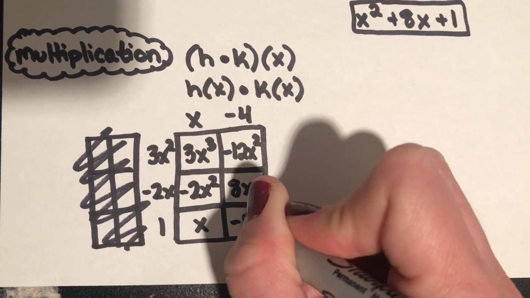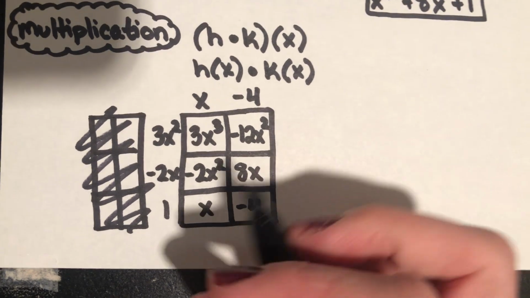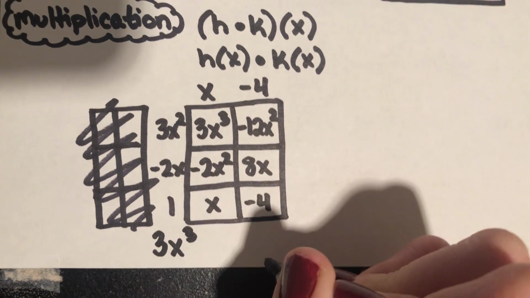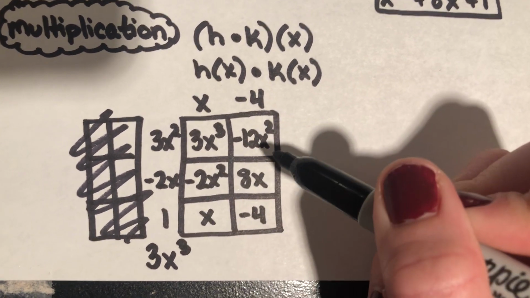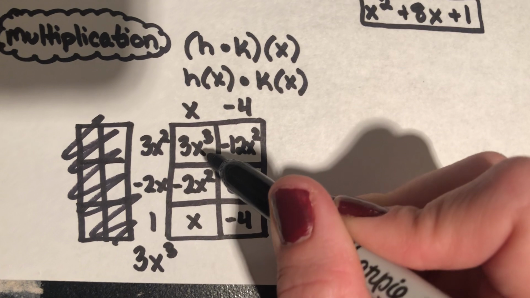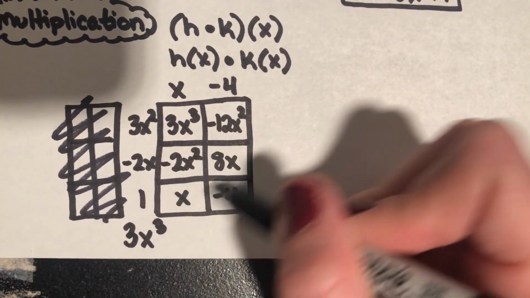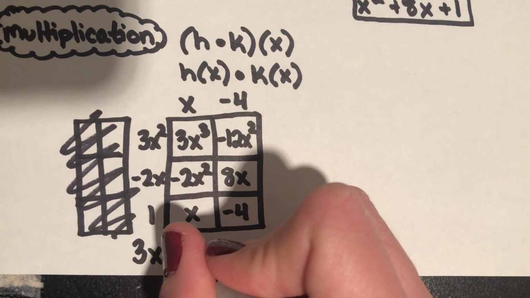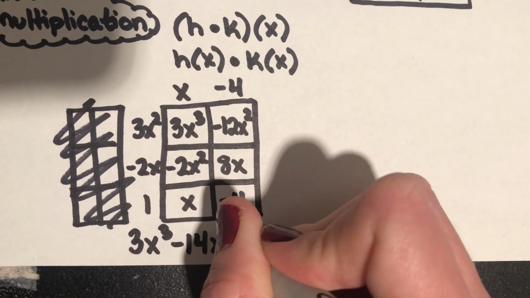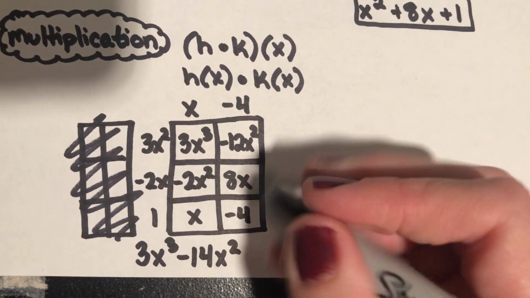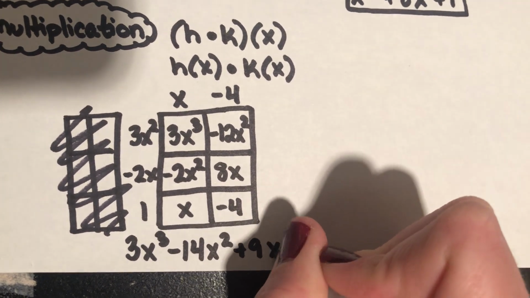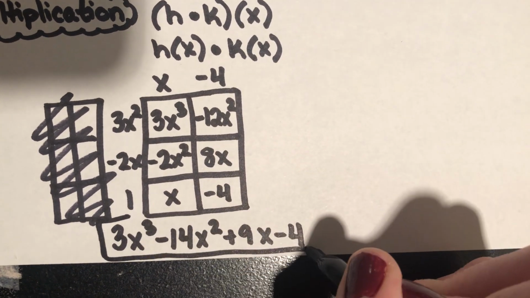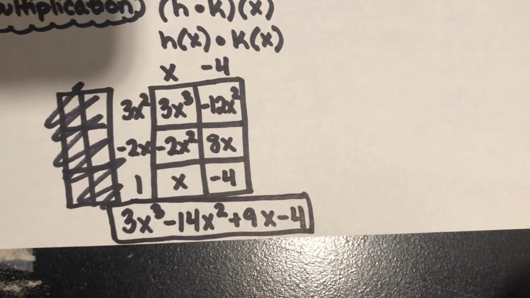X and negative 4. So let's add all those together. We have a cubed one. Well, that's 3x cubed. As you'll also notice, I'm not going to circle them because my permanent marker is still a little bit too fat, but the diagonals all go together. So negative 12 minus 2 is a minus 14x squared. 8 plus x is plus 9x. And then our minus 4 stays. And that, folks, is our final answer.